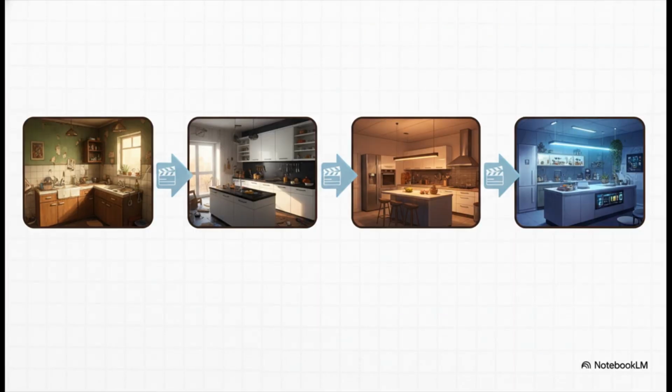It's super simple. Your first video clip is going to morph image 1 into image 2. Your second clip will then take image 2 and morph it into image 3. And your third clip, well, that's going to complete the transformation, morphing image 3 into our final gorgeous image 4. It's just a simple logical chain.